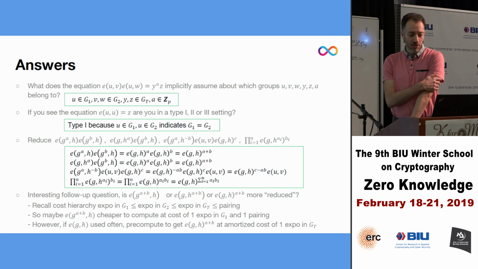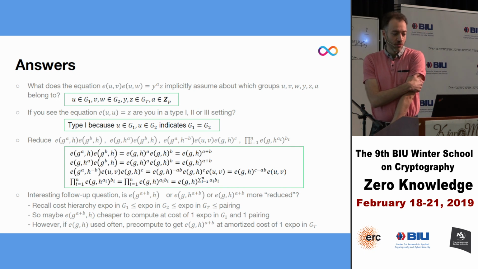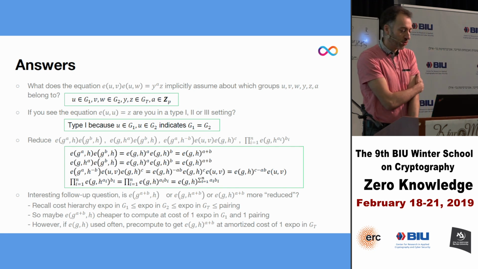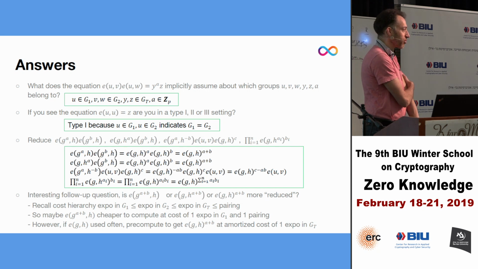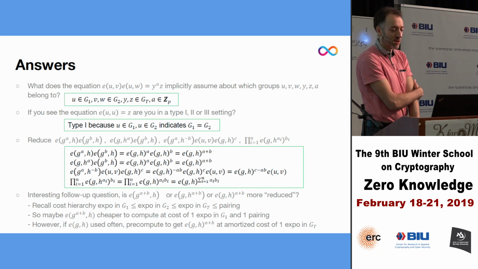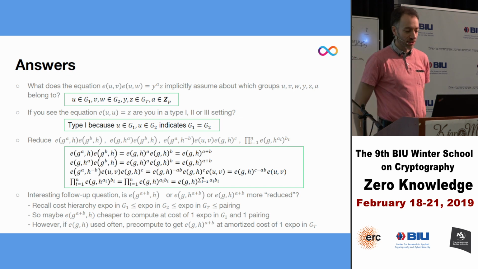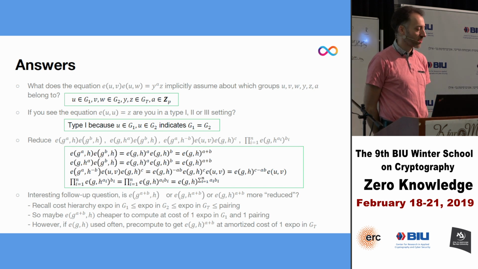For the second question, if you see this pairing of U with U, then that would indicate that U is both an element in source group 1 and in source group 2, so that's probably the setting where the 2 source groups are identical to each other, so that's the type 1 setting.